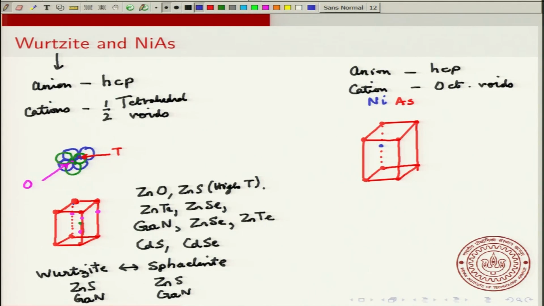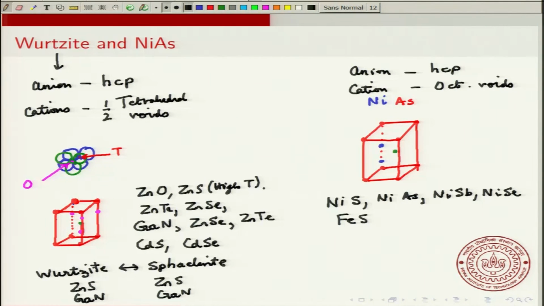And the other octahedral void will be located symmetrically below, exactly here. So these are the octahedral voids, and this would be the nickel arsenide structure. Again there are several examples: nickel sulfide, nickel arsenide, nickel antimonide, nickel selenide, iron sulfide, etcetera.